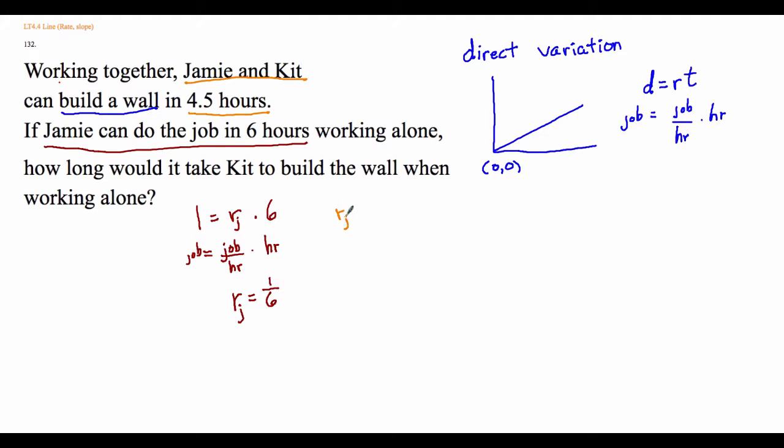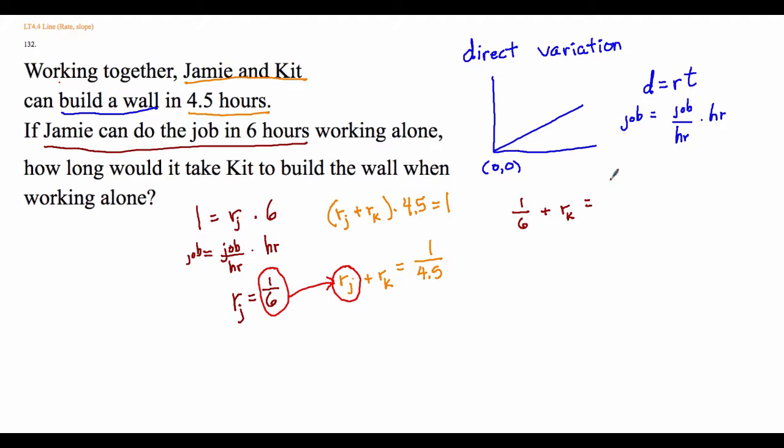Now, together, they do it in 4.5 hours. So we're going to look at the rate of Jamie plus the rate of Kit together in 4.5 hours. That gives me one job. If I divide both sides by 4.5, I get together the rate of Jamie plus the rate of Kit is 1 over 4.5. Now, I want to know what the rate of Kit is, so I'm going to substitute my rate for Jamie into this equation. I get 1/6 plus r sub k is equal to 1 over 4.5.